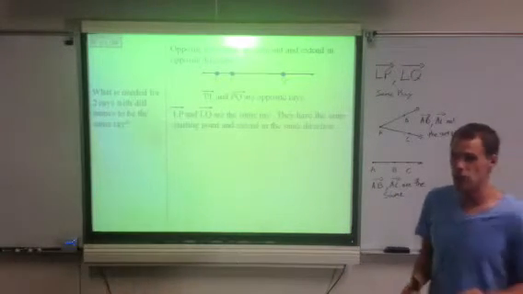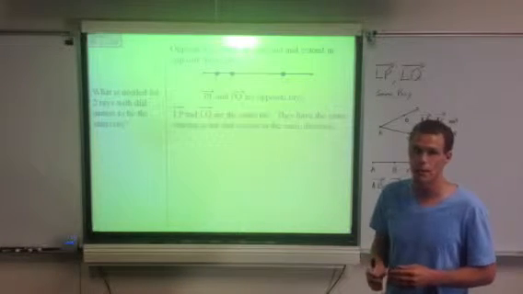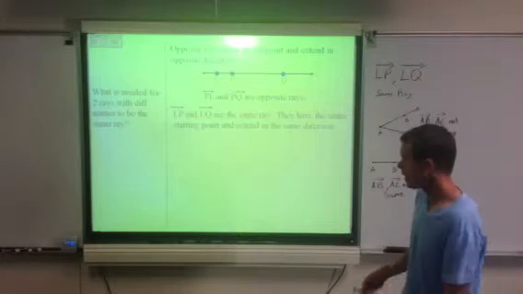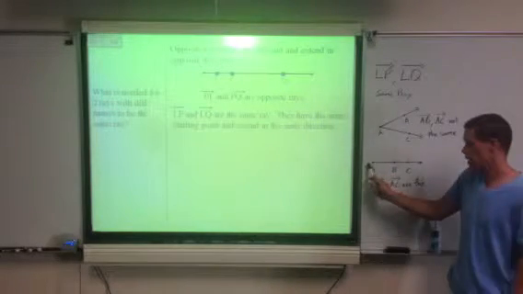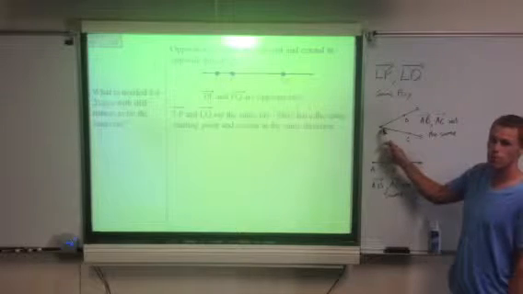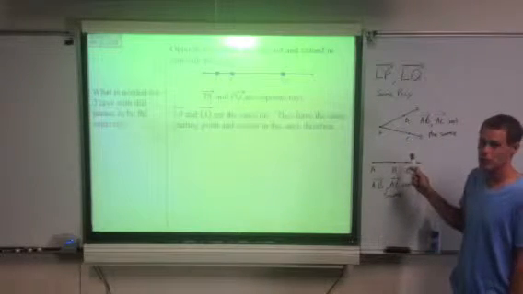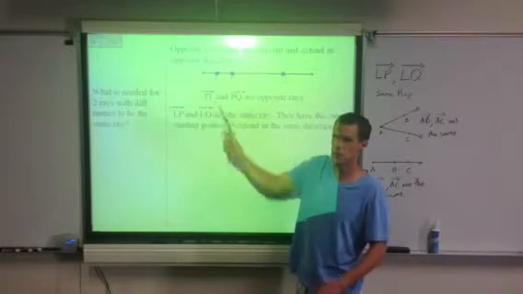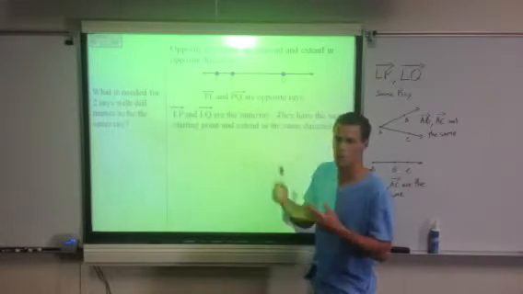It's not enough to just say they have the same start point. They must also go in the same direction. There's two criteria. They must have the same starting point and go in the same direction. These have the same starting point. They go in different directions. These have the same starting point, but they go in opposite directions. Therefore, opposite rays.